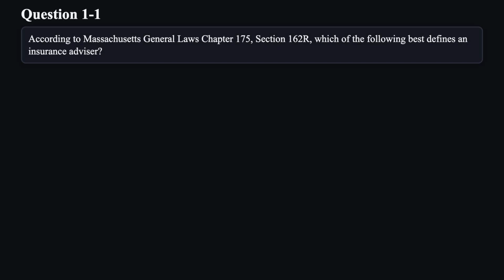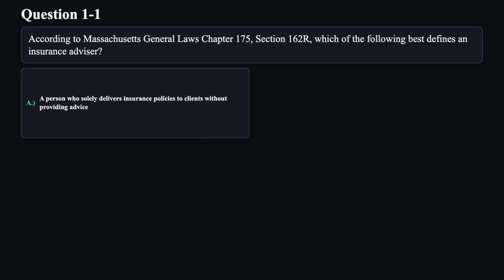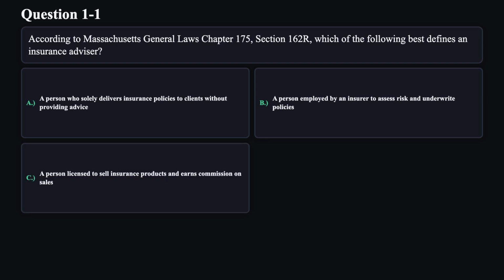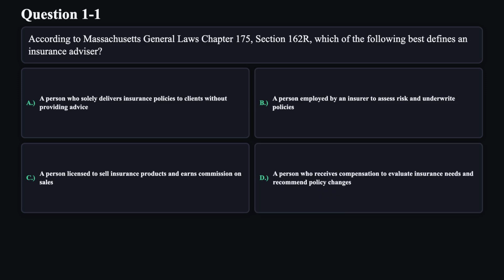According to Massachusetts General Laws, Chapter 175, Section 162R, which of the following best defines an insurance advisor? A. A person who solely delivers insurance policies to clients without providing advice. B. A person employed by an insurer to assess risk and underwrite policies. C. A person licensed to sell insurance products and earns commission on sales. D. A person who receives compensation to evaluate insurance needs and recommend policy changes.